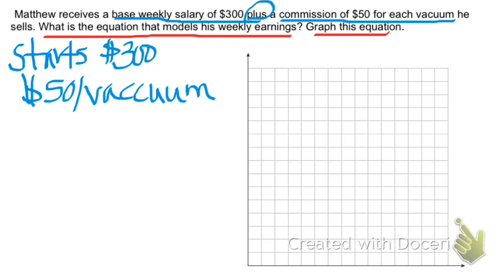If you said that the $300 is the y-intercept, you're correct, because that's what he starts with. Remember, b is where we begin. It's where we start. It's our initial value. So the initial value that he has is $300. And then his slope would be the $50, because each vacuum he sells is going to increase his pay by $50. So the $50 would be his slope. So my equation here, remember I still have to write an equation, would be y equals, m is $50, and so 50x plus 300.